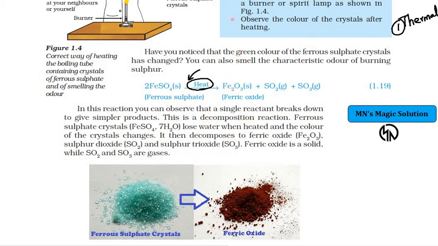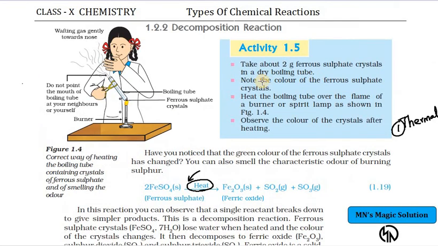In your activity, they would have asked you to heat the boiling tube with ferrous sulfate crystals like this and then observe the color of the crystals after heating. So this is the color change observation. Initially colorless, like a white powder, afterwards it will change into red color. And that reddish brown color is because of the Fe2O3 or ferric oxide that has formed there.